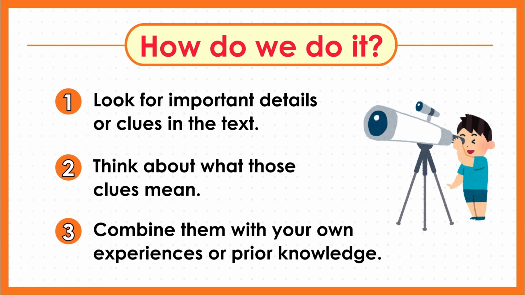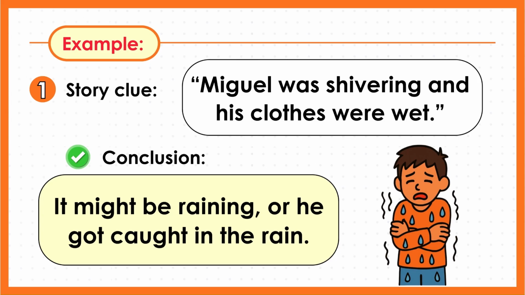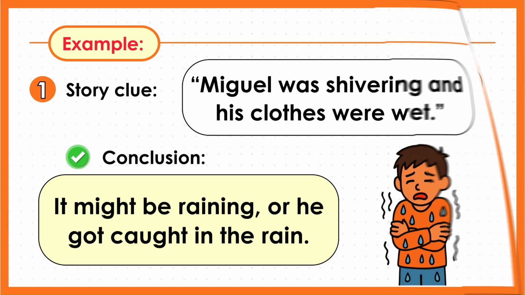How do we do it? Drawing conclusions. 1. Look for important details or clues in the text. 2. Think about what those clues mean. 3. Combine them with your own experiences or prior knowledge. Example, drawing conclusions. Story clue number 1. Miguel was shivering and his clothes were wet. Conclusion. We can conclude that it might be raining, or Miguel may have gotten caught in the rain.